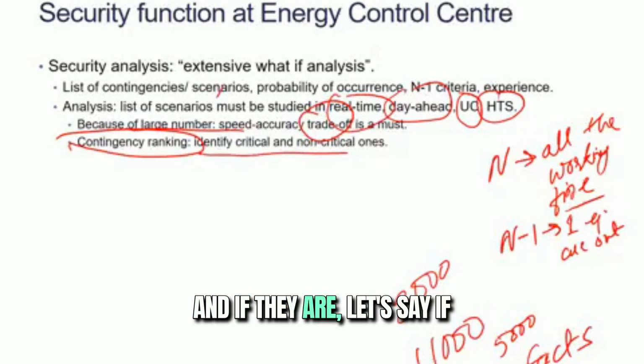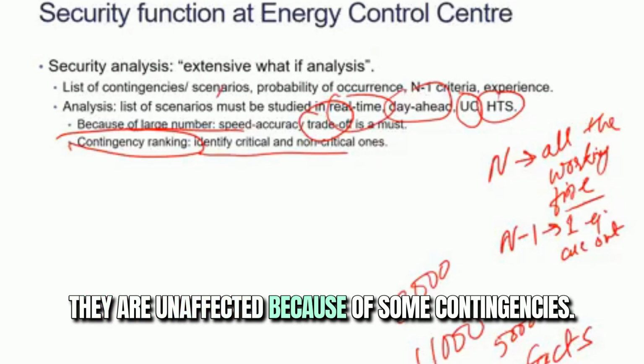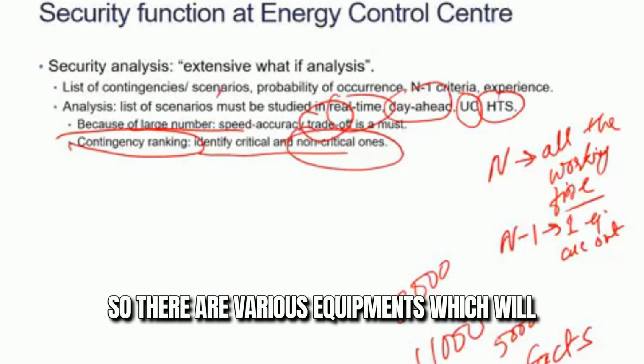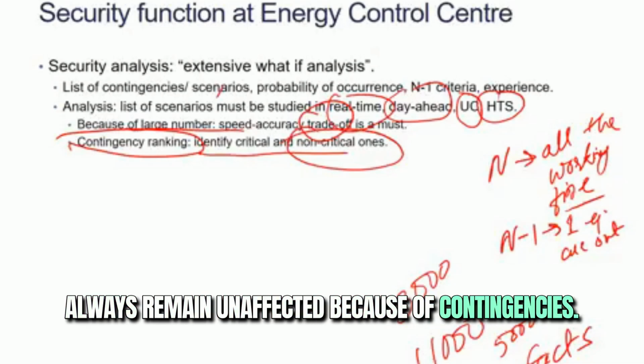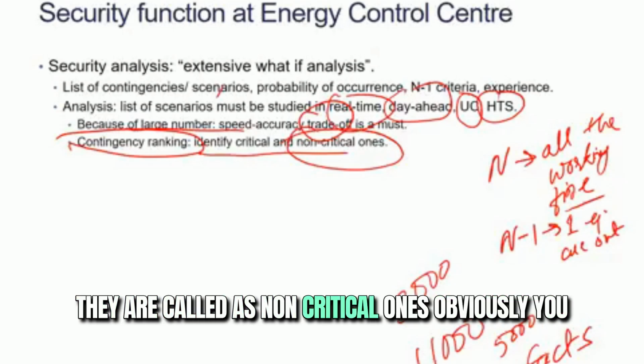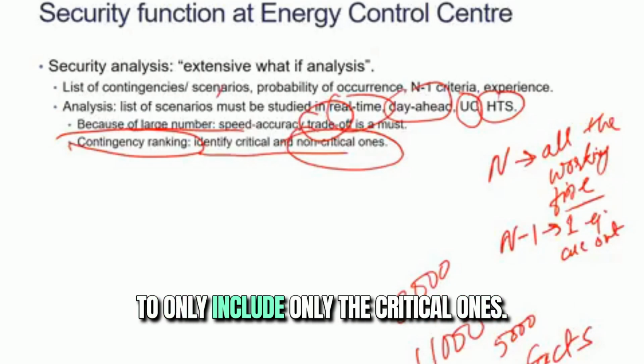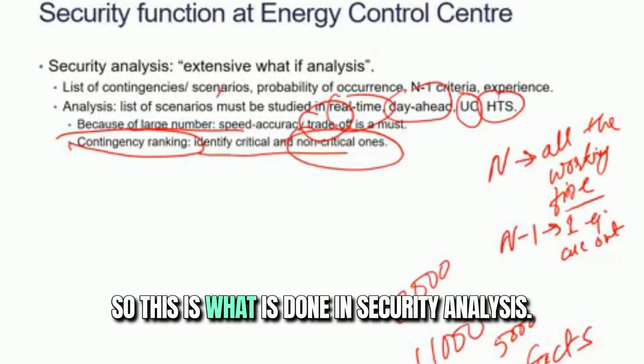And if they are unaffected because of some contingencies, then we call them non-critical ones. There are various equipments which will always remain unaffected because of contingencies. They are called non-critical ones. So obviously you do not have to include those, and you have to include only the critical ones. So this is what is done in security analysis.